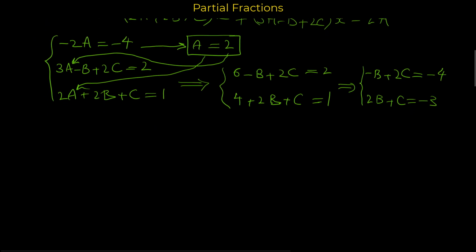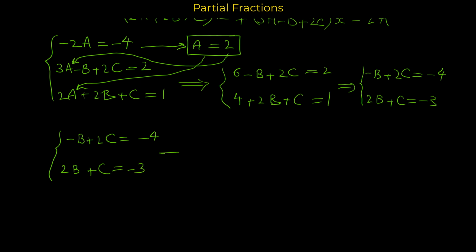So let me rewrite these equations here. Negative b plus 2c is negative 4, and 2b plus c equals negative 3. From here, to find b and c, you can use elimination method or substitution method. It's completely up to you. Here I prefer to multiply the first equation by 2. If I multiply both sides by 2, then I have negative 2b plus 4c equals negative 8.